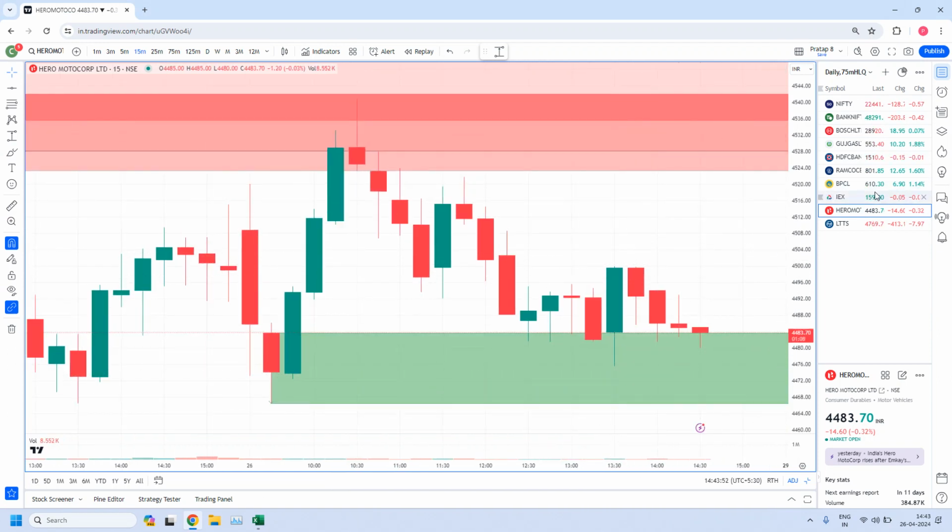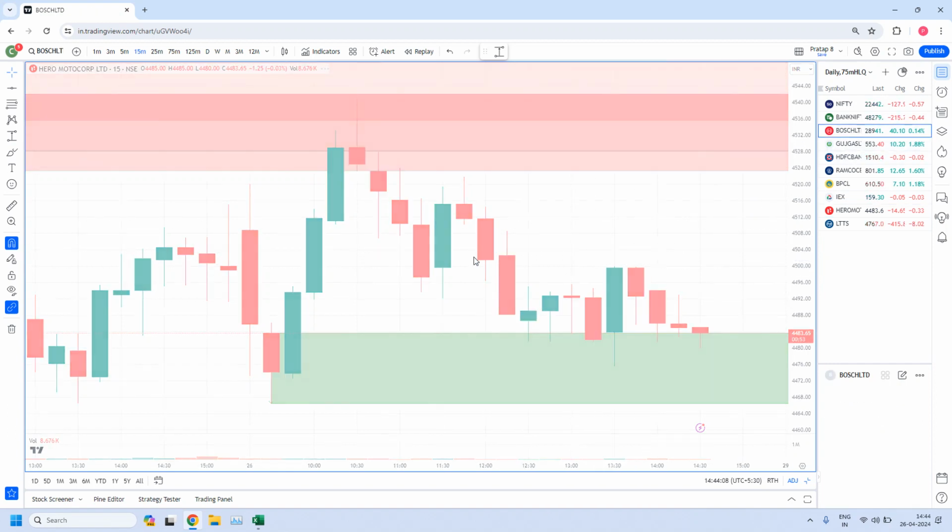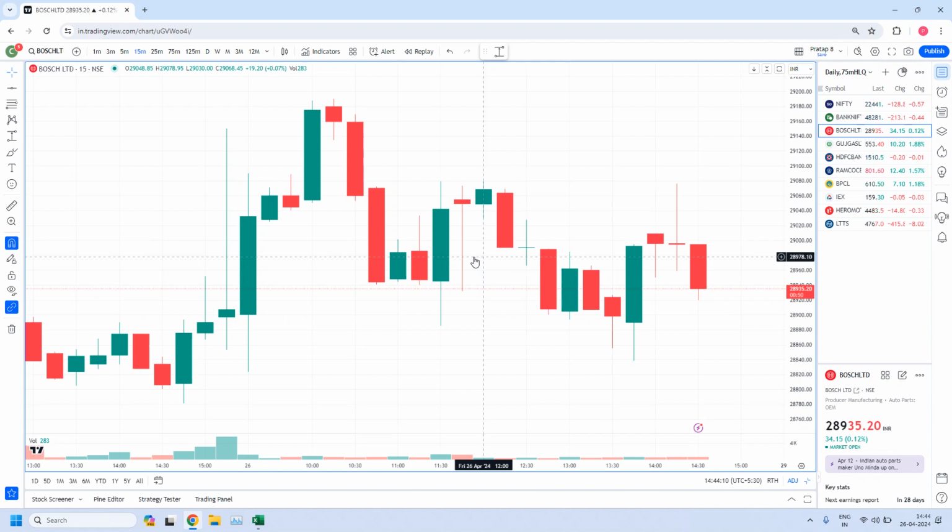And the remaining stocks haven't given any trade, but still we will look into those stocks quickly. Some of these stocks we already fine-tuned, so we don't need to discuss them, but those we fine-tuned today, I will discuss in detail. The first one is Bosch.